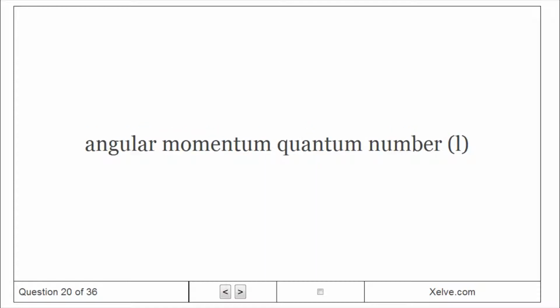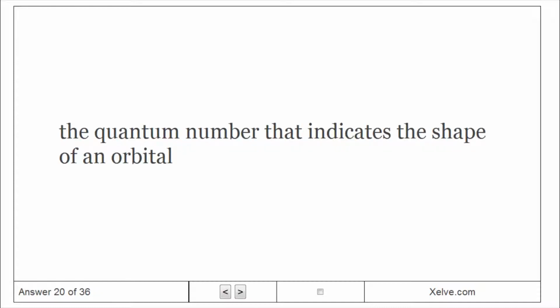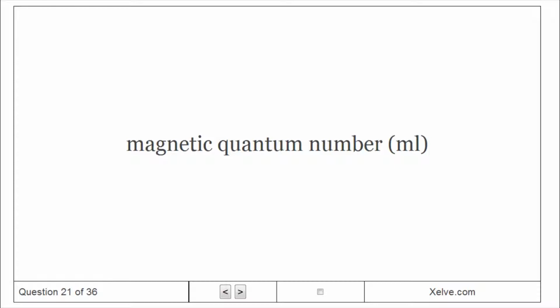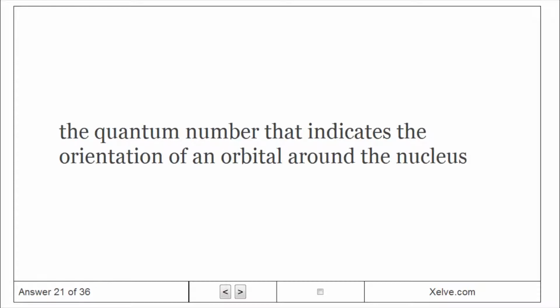Angular momentum quantum number. The quantum number that indicates the shape of an orbital. Magnetic quantum number. The quantum number that indicates the orientation of an orbital around the nucleus.